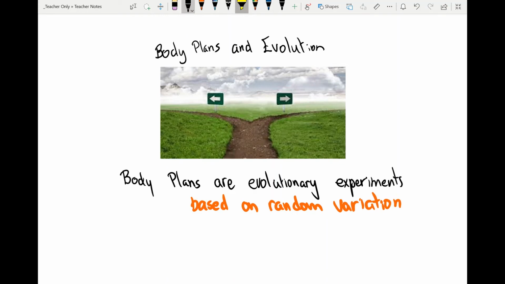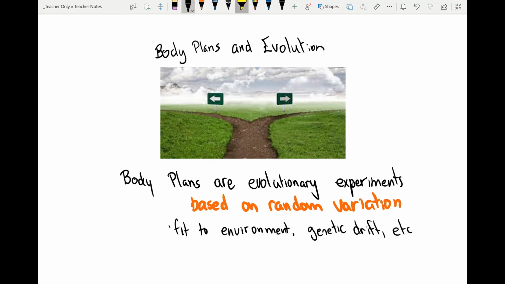Now, other key factors are fit to environment and genetic drift. Basically, everything we covered in our evolution lessons is going to be part of this experiment. How well they fit in with their environment, how they evolve randomly.